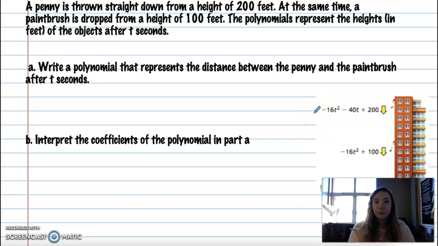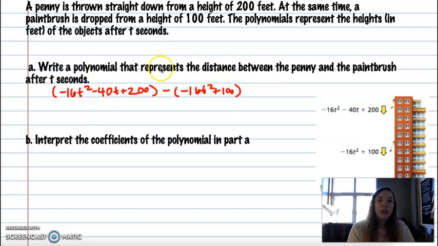And then it says, write a polynomial that represents the distance between the penny and the paintbrush. So that means I want to find the difference between these two polynomials, or that I would have to subtract them. So -16t squared minus -16t squared is going to be 0. And I don't need to write that in my final answer if it's 0. And then I have -40t, that's the only one. And then I have 200 minus 100 is 100. So this would be my answer for part A.